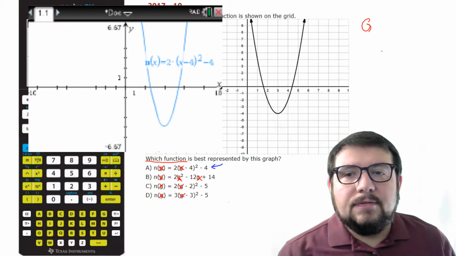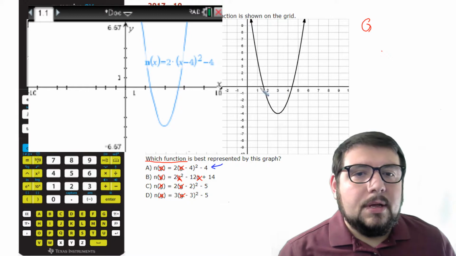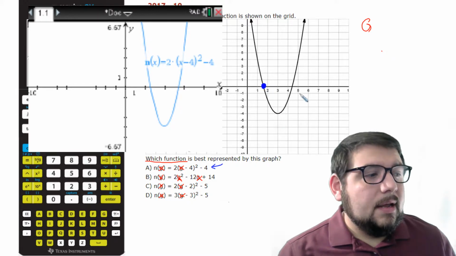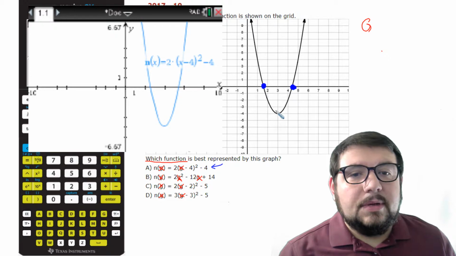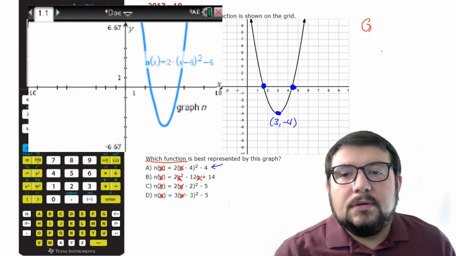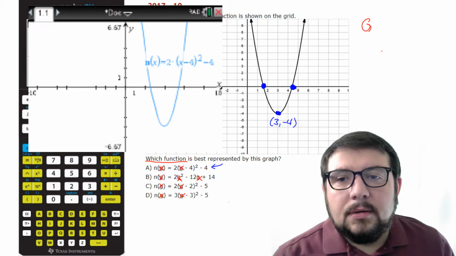I can see, for example, that this graph on paper is supposed to cross between the number 1 and the number 2, right there on that blue dot. And I can see that this one's supposed to cross between 4 and 5. That's another good point that I can check to make sure. And then this one has 3 for the x and negative 4 for the y, right there on the vertex. So let's check those and just make sure they look right.